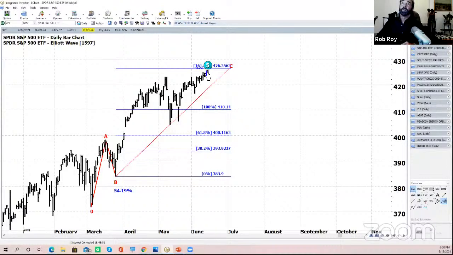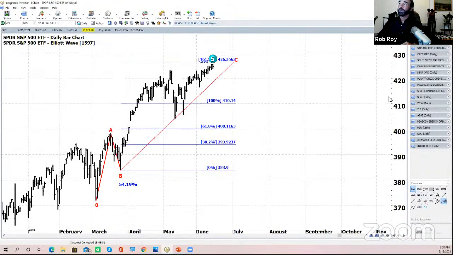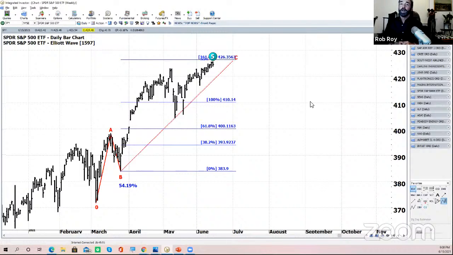So we had a high of 425.37 yesterday, a high of 425.46 today. So we haven't touched 426 in the actual trading hours of the market, but we have touched it in the futures in the overnight hours. So we're getting awfully close to that level.